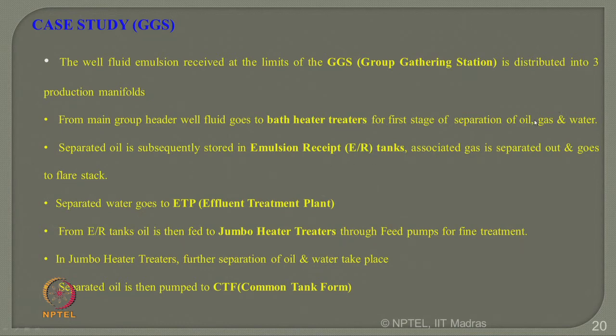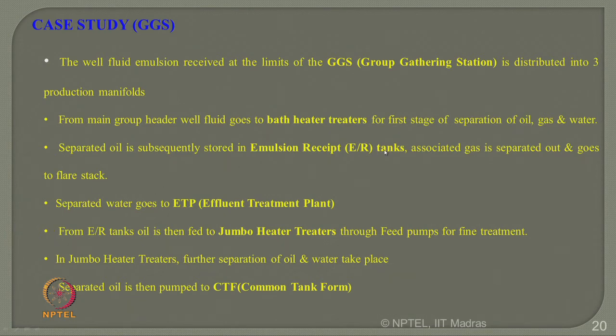Therefore, once the oil, gas and water are separated, the gas is allowed to flare off, whereas the oil is subsequently stored in the emulsion recipient tank, called the ER tank or ERTs. Now, oil is stored in the tank and gas is flared off. The water present at the bath heater treater goes separately to the effluent treatment plant, where it is treated and then spilled off.